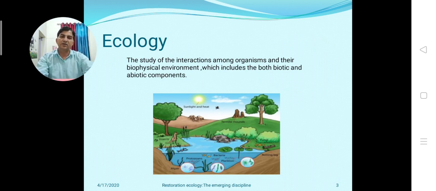So, friends, what is ecology? It's the study of the interaction among organisms and their biophysical environment, which includes both biotic as well as abiotic components. Restoration ecology is a very important branch of ecology these days, which deals with the maintenance of structural and functional diversity of the habitat or ecosystem or any landscape.